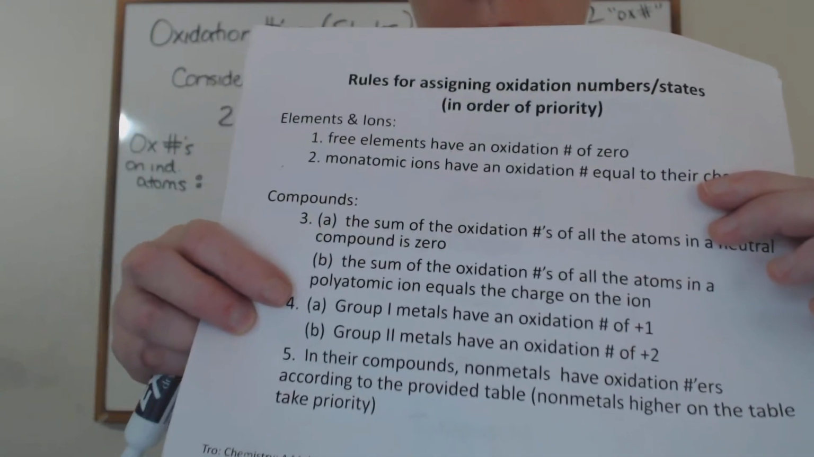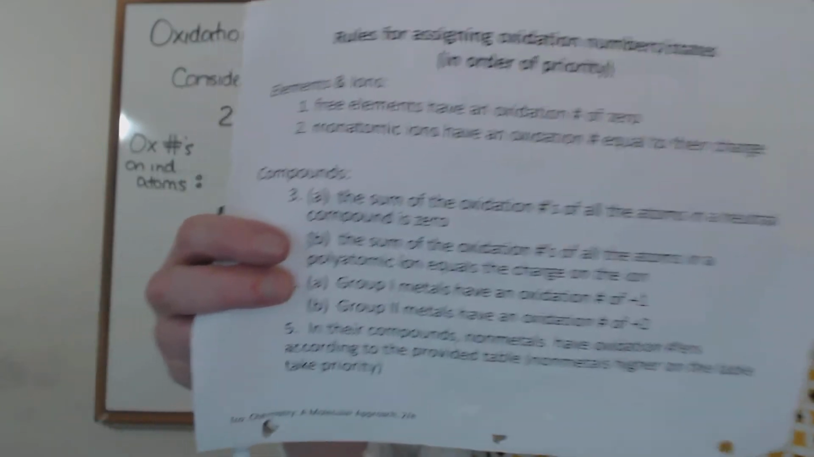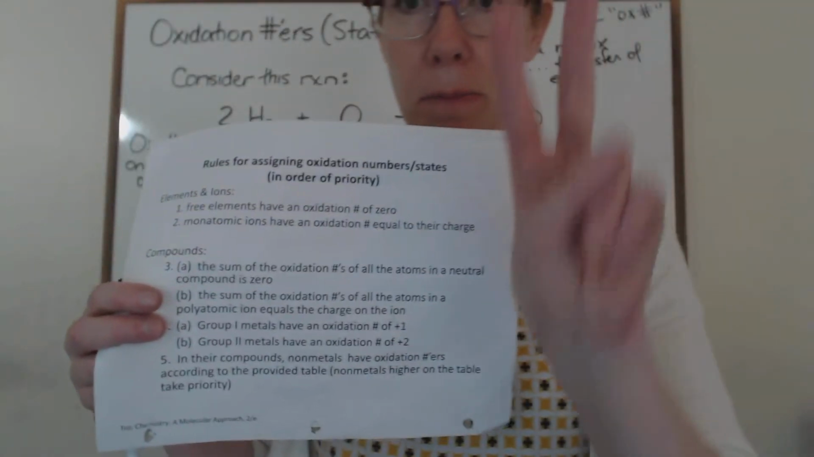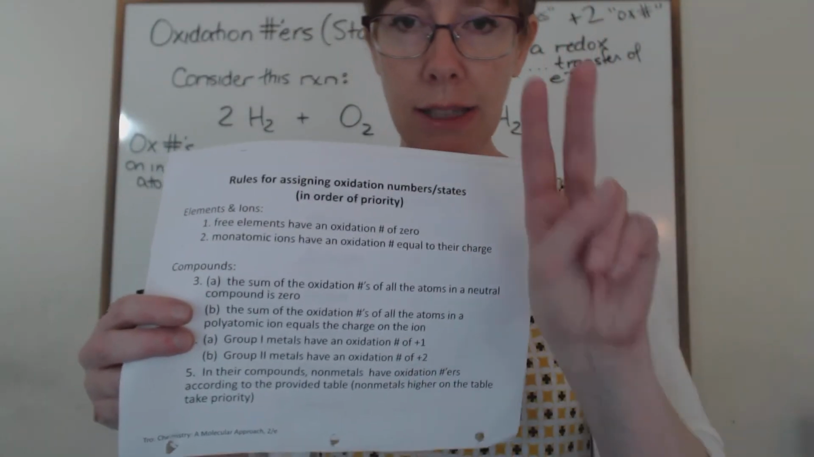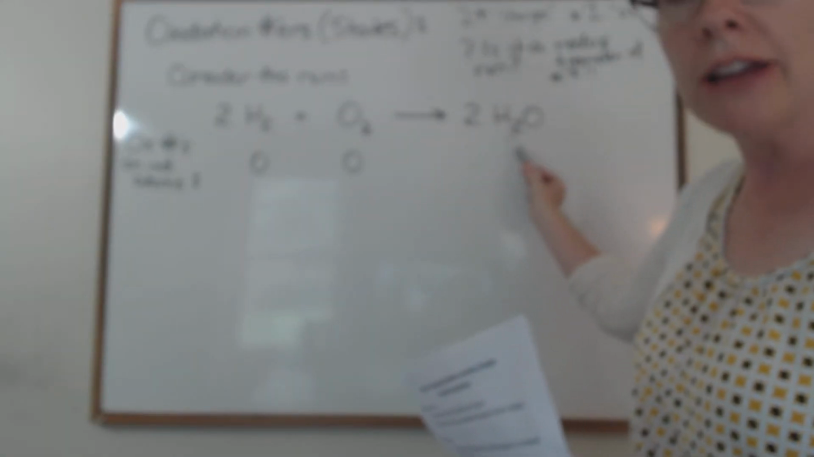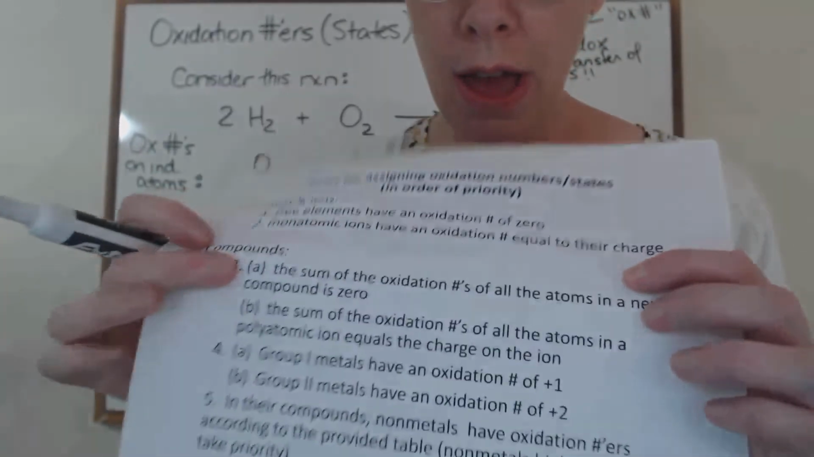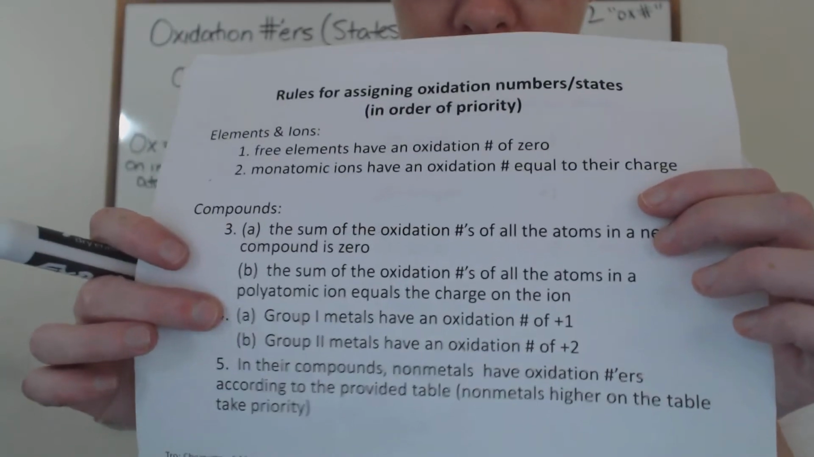So rule 4 deals with group 1 and group 2 metals. Group 1 and group 2 metals are just the first 2 columns of your periodic table, your sodium, your calcium, and all that. We don't have any group 1 or group 2 metals. Hydrogen is group 1, but it's not a metal. Okay, so we can pass over that rule. That rule does not help us with this H2O.